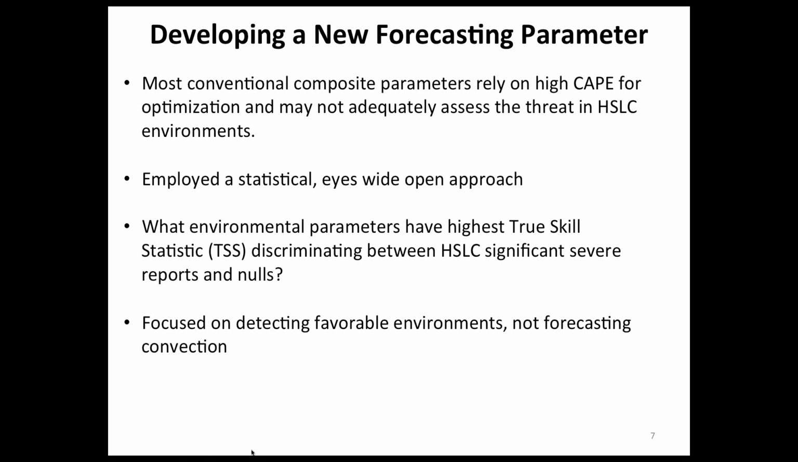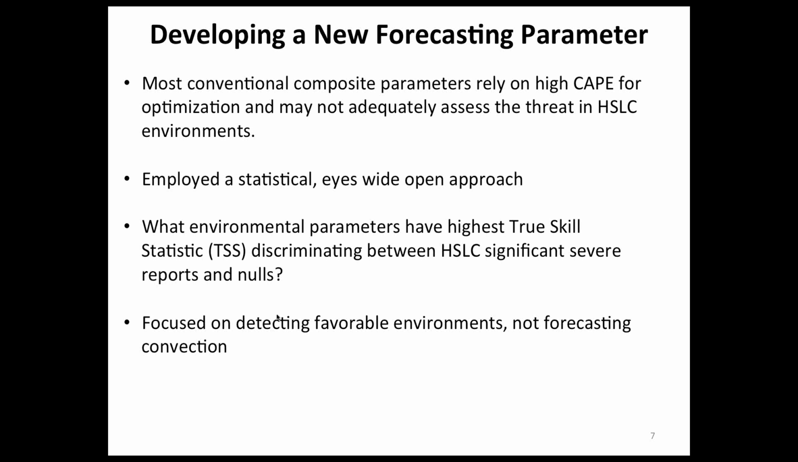And throughout our statistical analysis, we primarily utilized the true skill statistic, or the TSS. And TSS includes hits, false alarms, misses, and also correct nulls. And these correct nulls are very important for testing forecasting parameters, as forecasters must be able to trust the parameter when it suggests a non-event just as much as when it predicts a significant severe event.